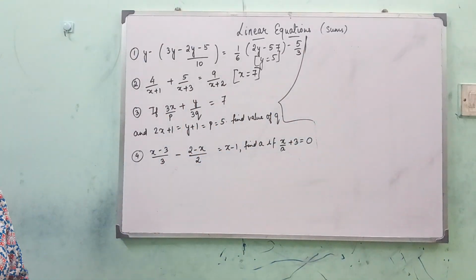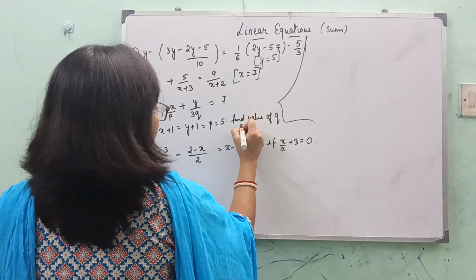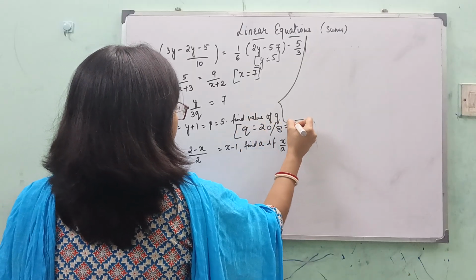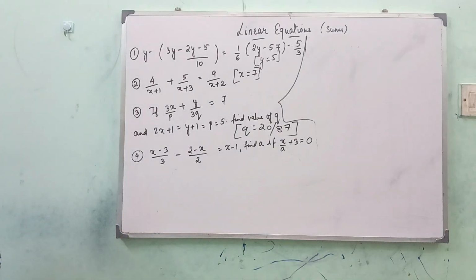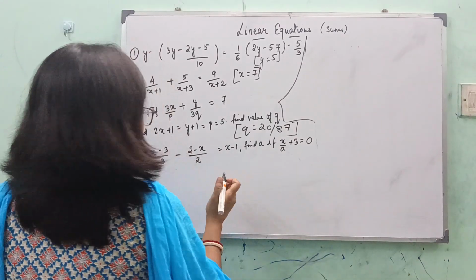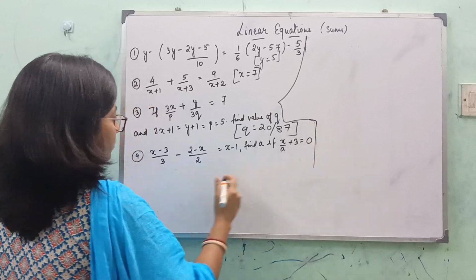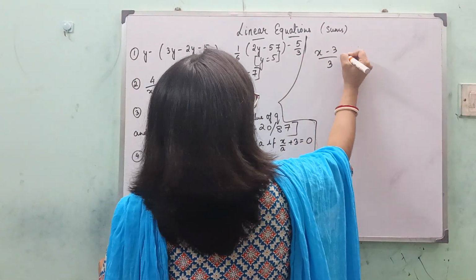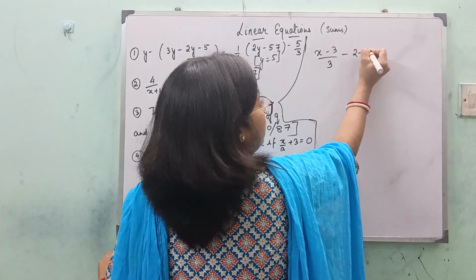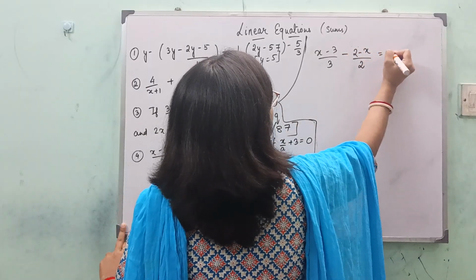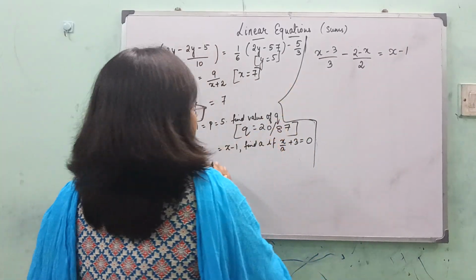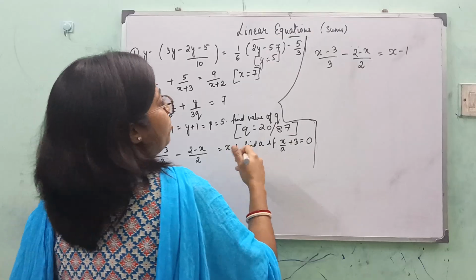The answer to this is, value of q is 20 by 87. Alright. Next sum. x minus 3 by 3 minus 2 minus x by 2 equals x minus 1. So first we'll solve out the x. After that we'll find out the a from here.